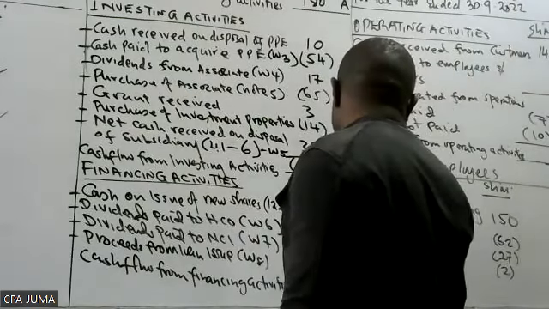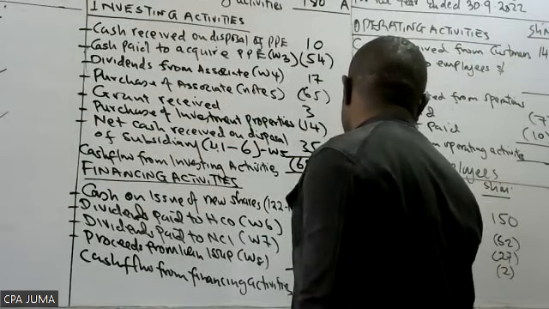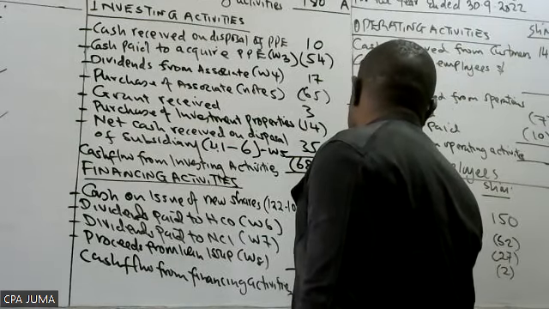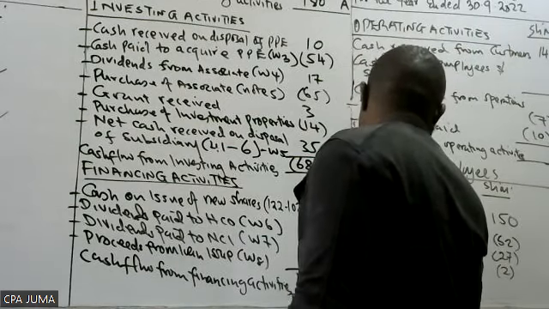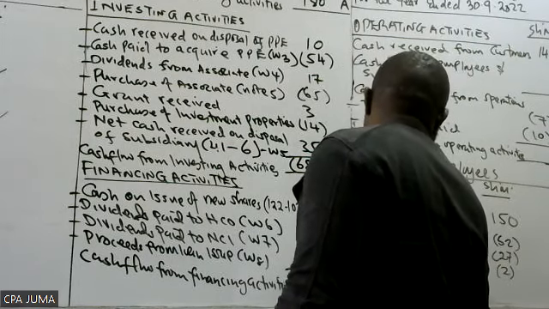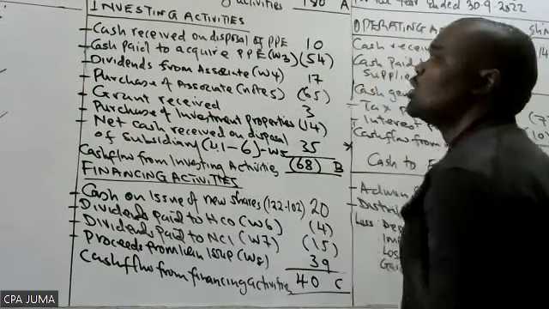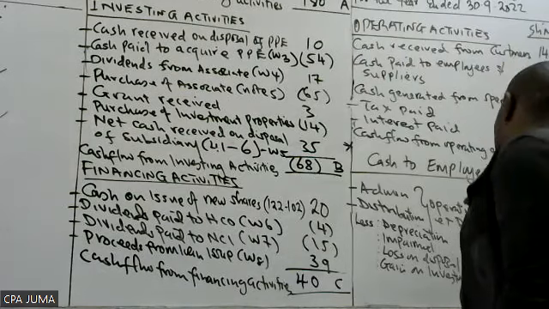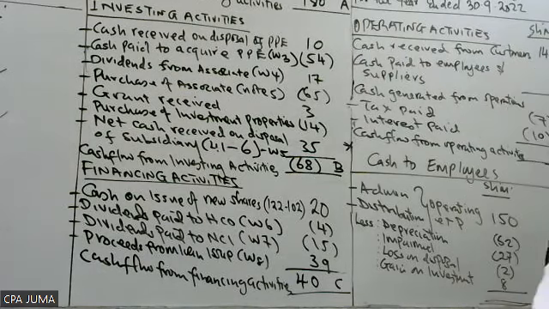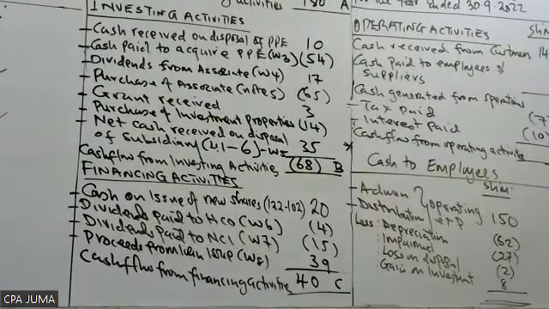Gain on investment properties. The gain was 8. So gain you add back to the cash inflow. So you adjust. That is the cash which was paid to employees. That is the cash to employees.